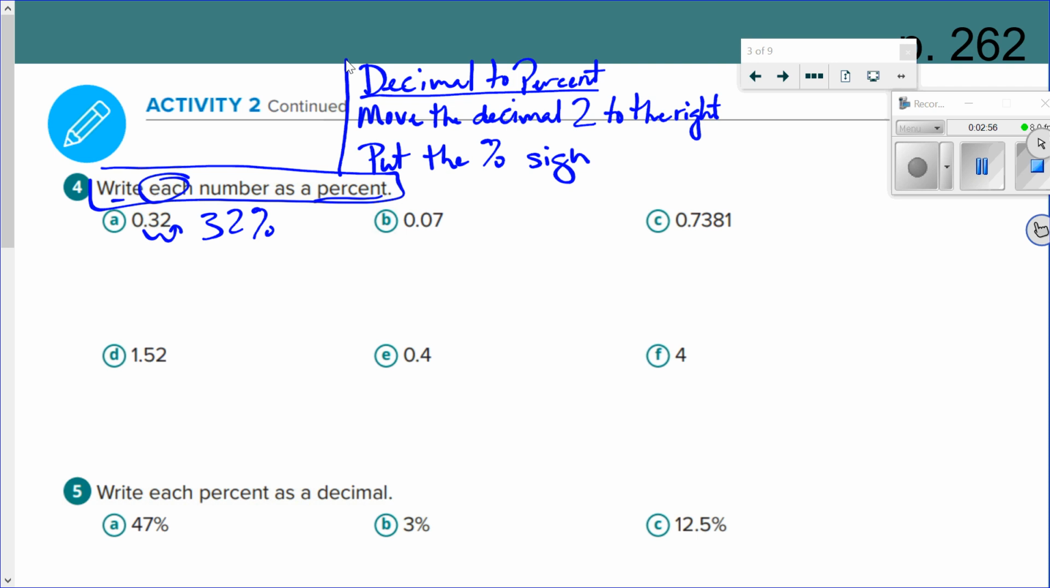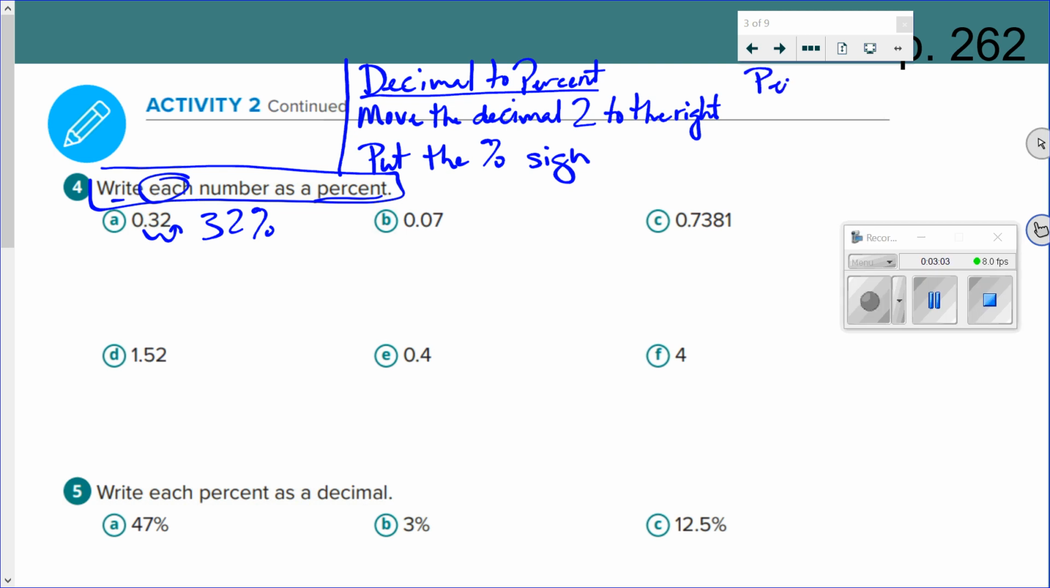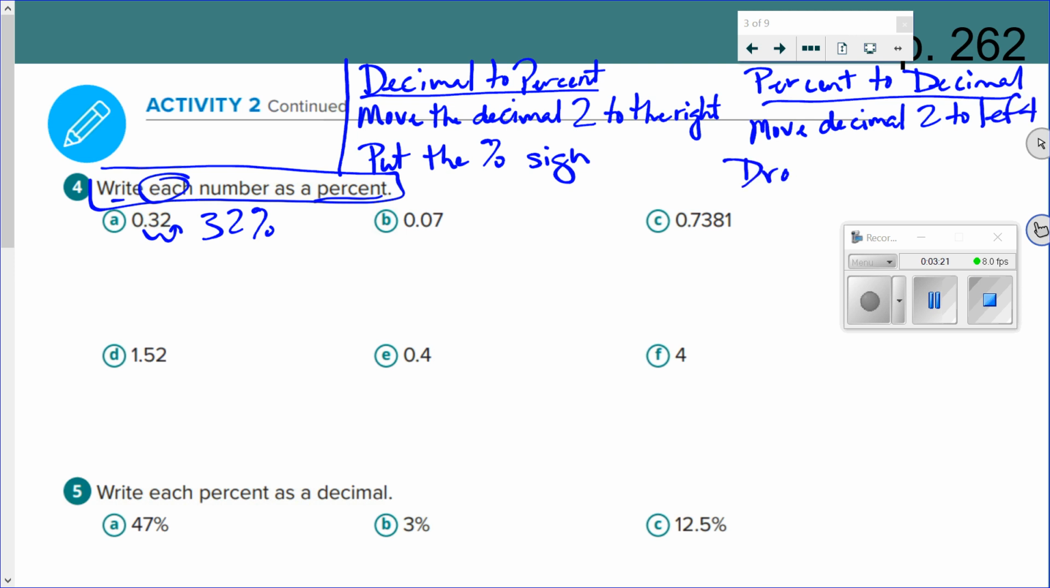Yes, it is. Okay? Now our second part is, how do I turn a percent to a decimal? Literally, you're just reversing it, guys. So move decimal 2 to the what? Left. 2 to the left, and drop the percent sign. So all I'm going to do is move it 2 to the left and get rid of it.